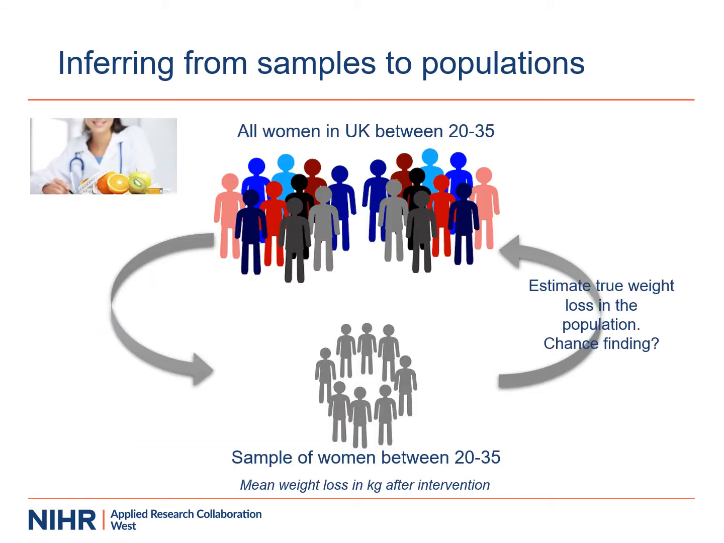So what does this mean for the weight loss example that I've mentioned? So in the weight loss example, the population that we're interested in are women in the UK between 20 and 35. So that's why we've recruited a sample of women between 20 and 35 that live in the UK. And our outcome in this study would be the mean weight loss in kilograms after the intervention. And what we want to know is, we want to estimate the true weight loss of the population. So this is statistical inference.